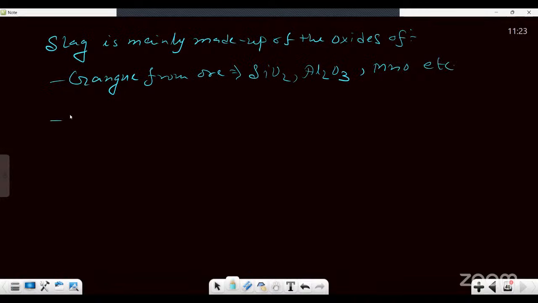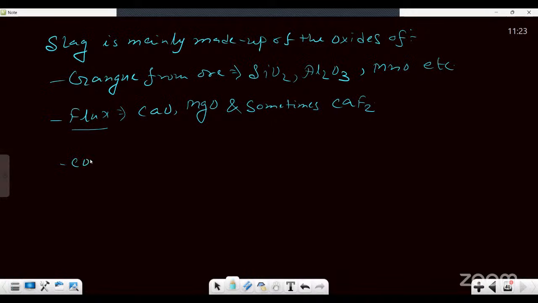And there are also fluxes. The fluxes will also get into the slag only, like CaO, MgO. These are the fluxes, and sometimes CaF2. Most commonly, we use CaO and MgO. Sometimes we also use CaF2.